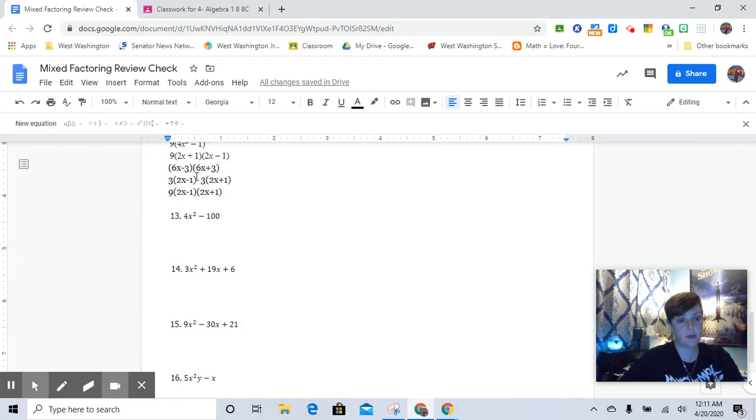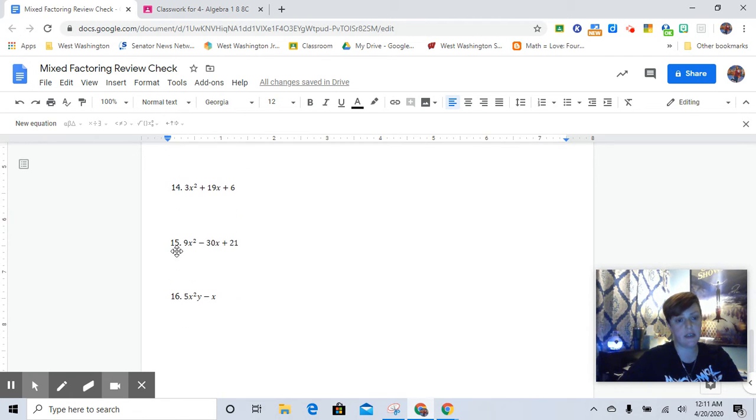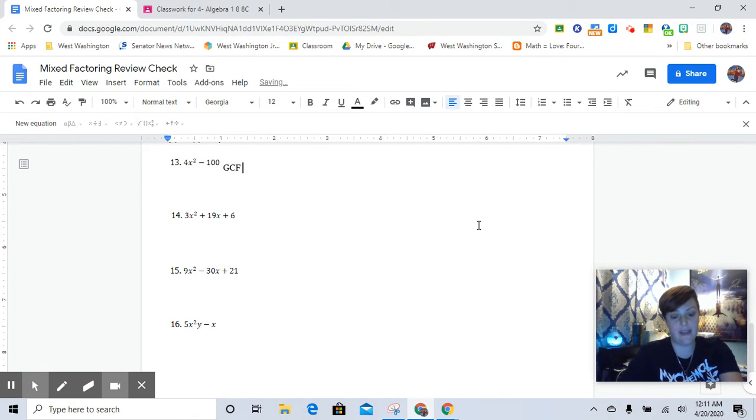So very similar to number 12 is number 13. At first glance, yes, these are both perfect squares. I can difference of squares this. But wait, 4 and 100, those are ones that I know for sure go into each other. And so this is actually going to be a GCF and then a difference of squares.